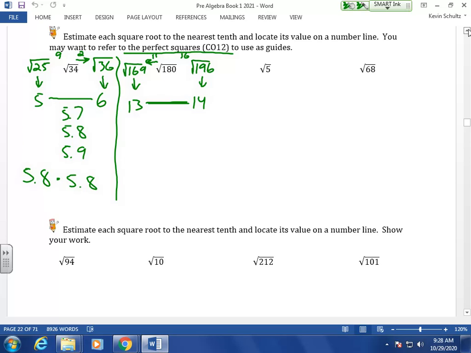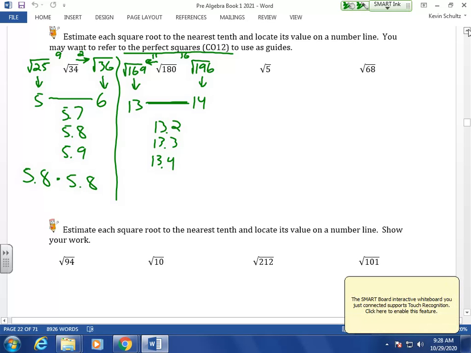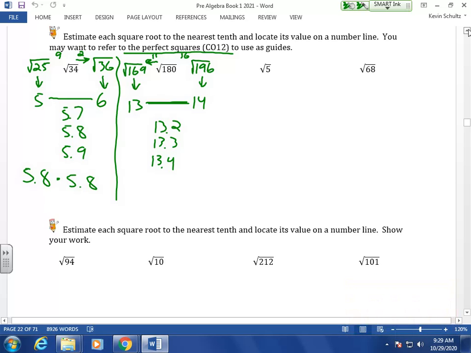Because 11 and 16 are fairly close together, but it's still going to be something like 13.2, 13.3. I would also accept 13.4, okay? I wouldn't take 13.5 because it's not in the middle. It is closer to 13, but we can go up to 13.4, okay? Any questions on this that you have?